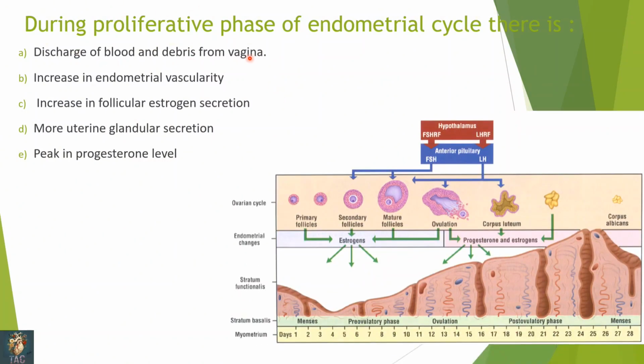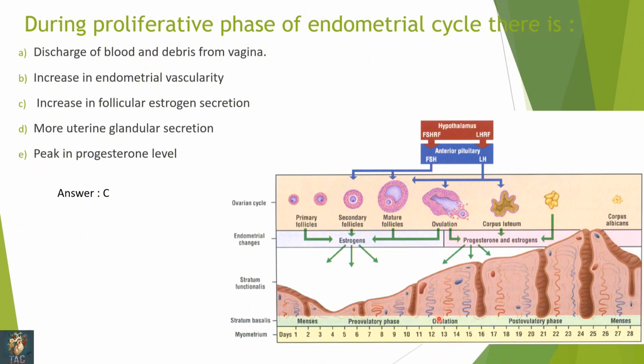Discharge of blood and debris from the vagina takes place during the menstrual phase of the menstrual cycle. Increase in endometrial vascularity occurs in the secretory phase, and the increase in estrogen secretion basically by the follicular cells occurs in the proliferative phase. More uterine glandular secretion is again in the secretory phase, and the progesterone peak is again in the secretory phase.